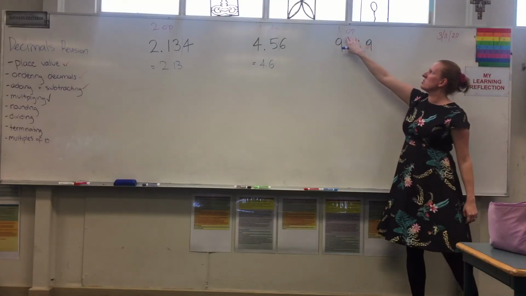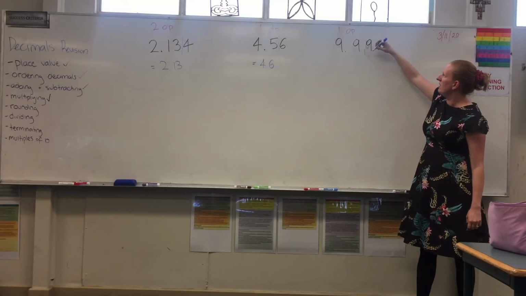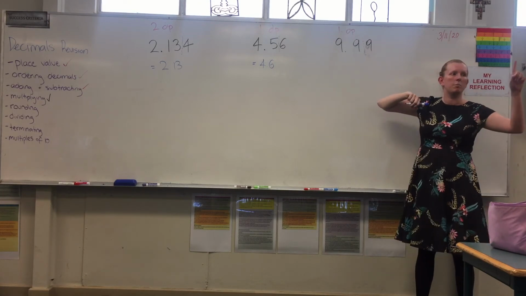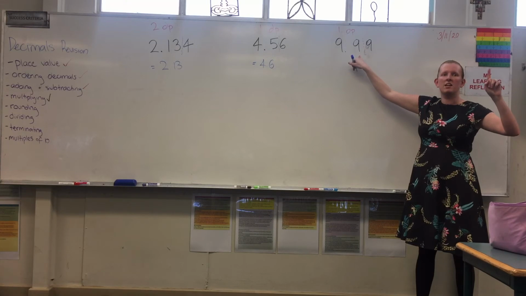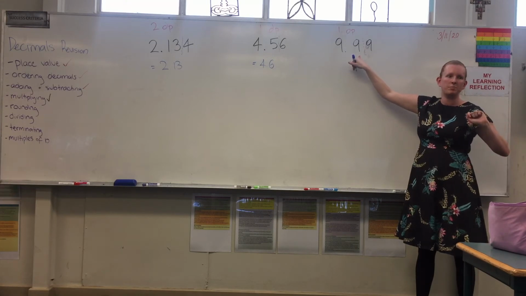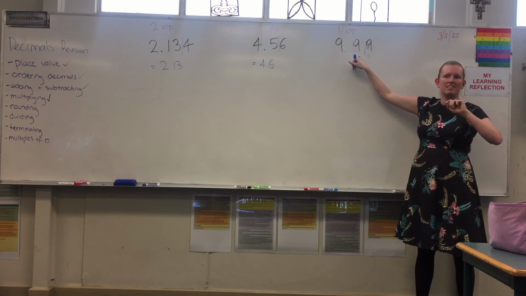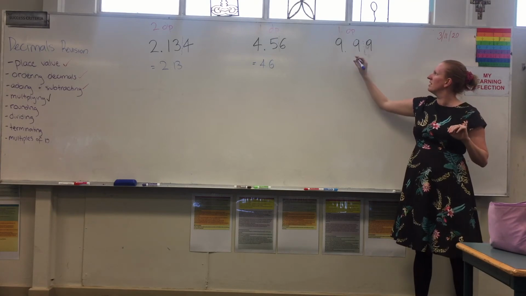Okay, this one, I want to round to 1 decimal place, so I count 1, put a dotted line. Now, does 9 round up or down? Up. So this changes to a 10. Uh-oh, I have a problem. So what happens then? Charlotte, your hand went up first. You change that to a 0 and then you change the 9 to a 10.